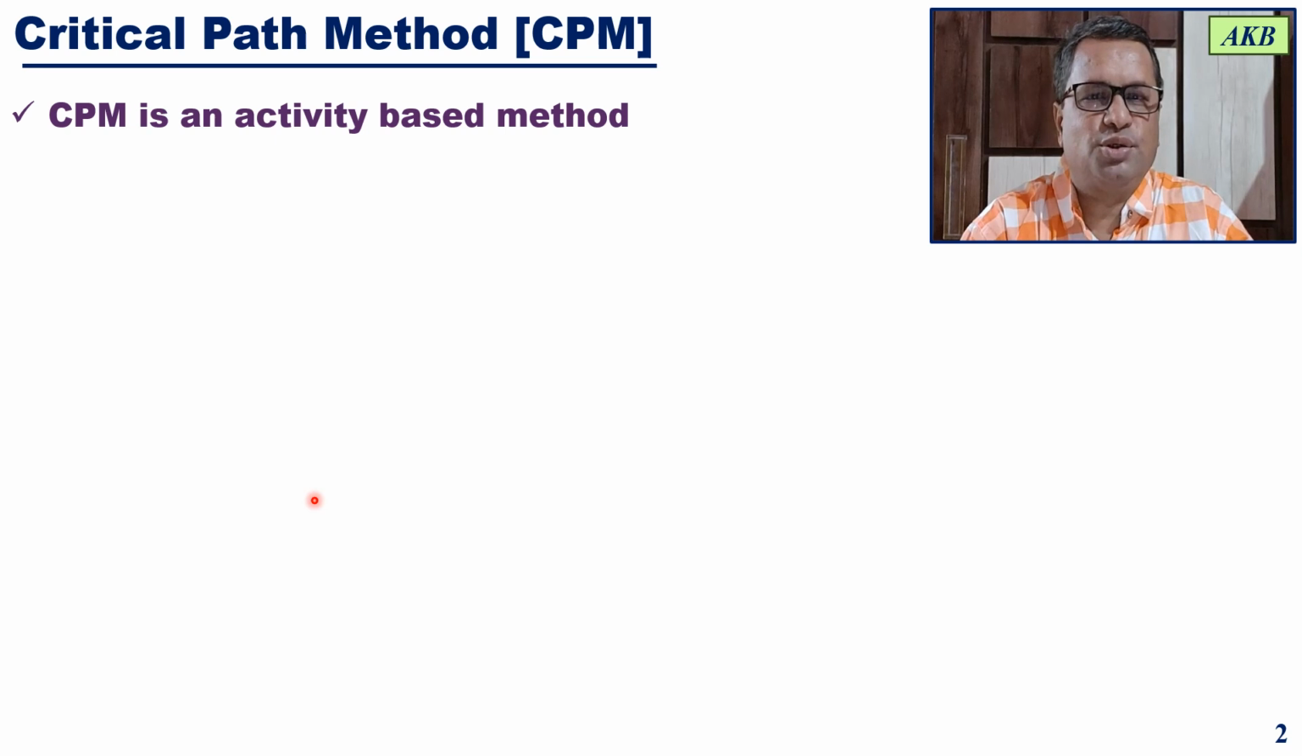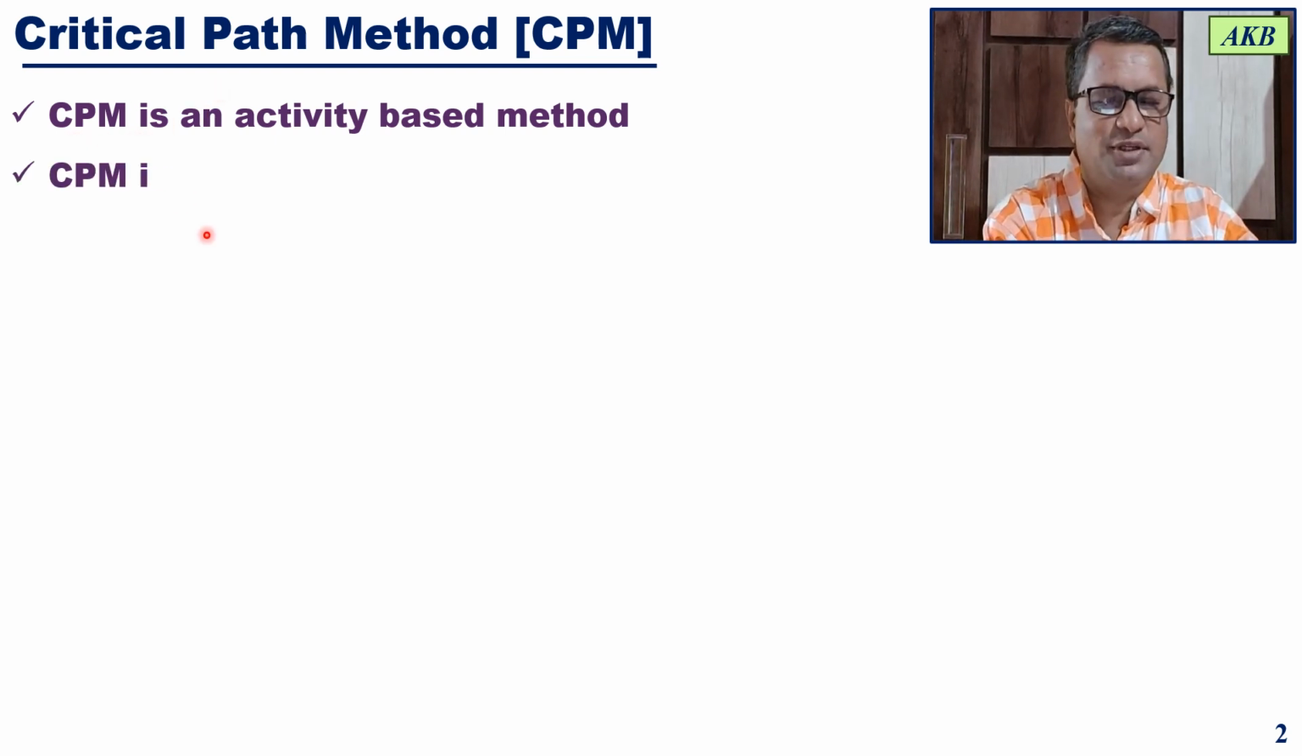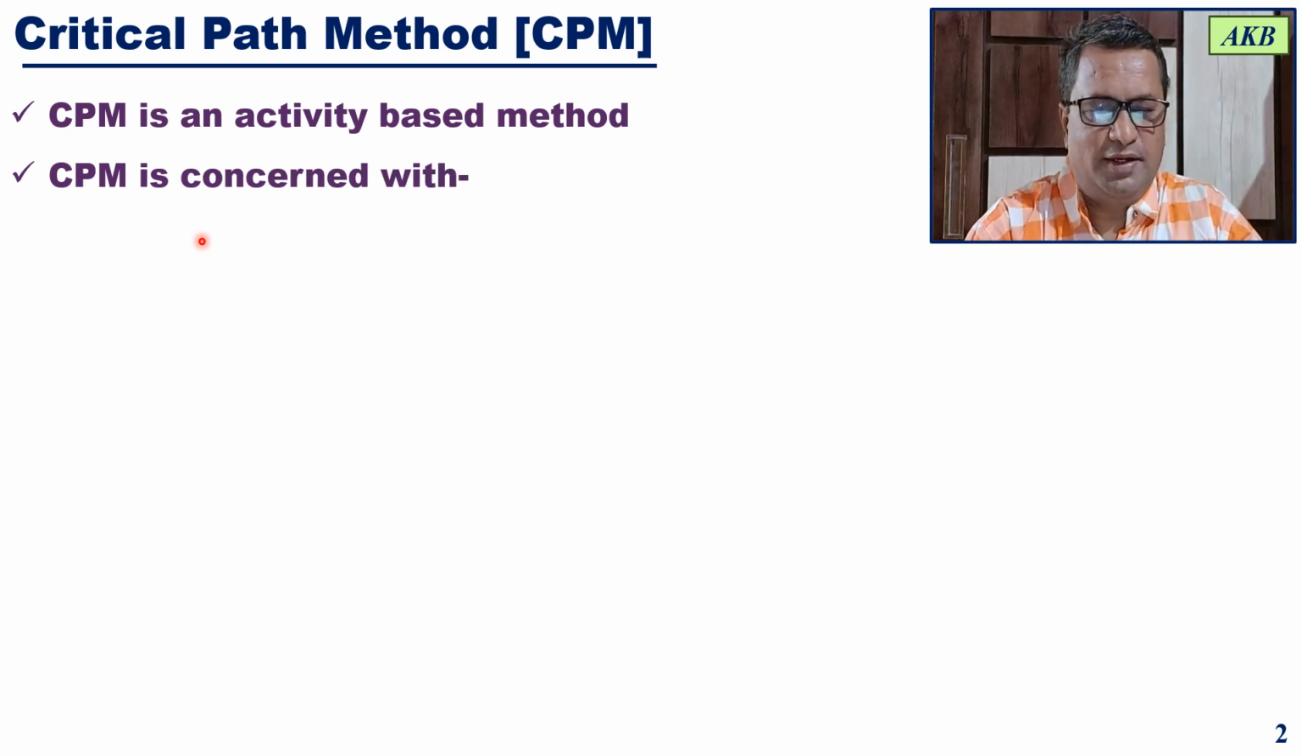So I was talking about the method. Critical path method. It is based on activity. It is based on project activities. So activity data, activity information is used in this method for scheduling project activities. So critical path method is an activity based method. It is concerned with what is included in this method.